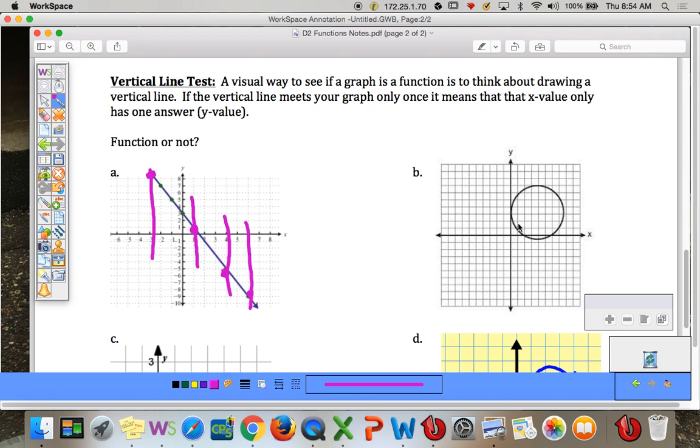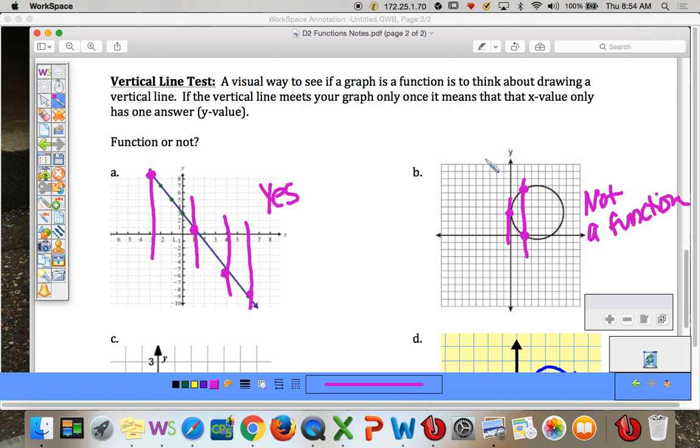Take a look at B. Now B, if we look at 0, there's only like one answer here. But if I draw a line at 1, 2, for example, there's two answers. If it's a circle, this is not a function. A line is a function, but the circle is not a function because it doesn't pass the vertical line test. For a few of these x values, there's two answers. And again, a function is for every x value, there's only one y value.